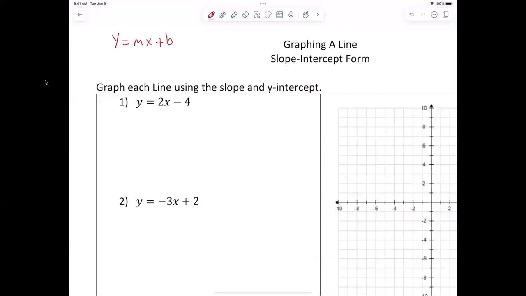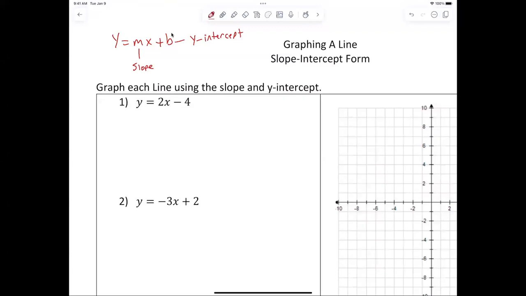Y equals mx plus b. Does anybody remember what letter M stood for? Slope. That is correct. Thank you very much. That is referred to as the slope. B is referred to as the y-intercept, and the y-intercept is simply where the line crosses the y-axis. It's super easy.